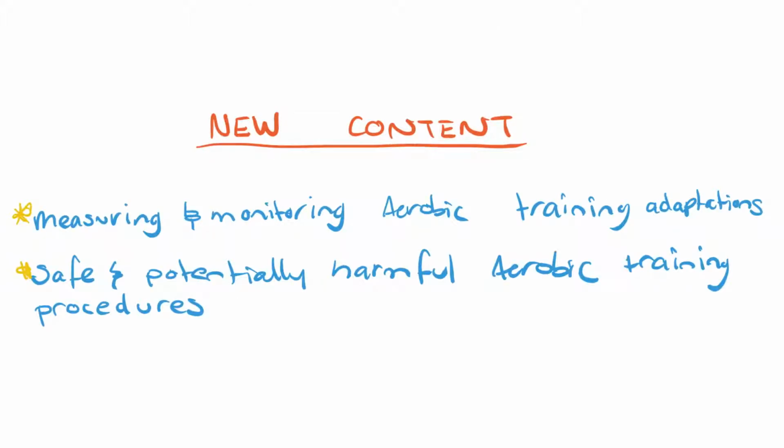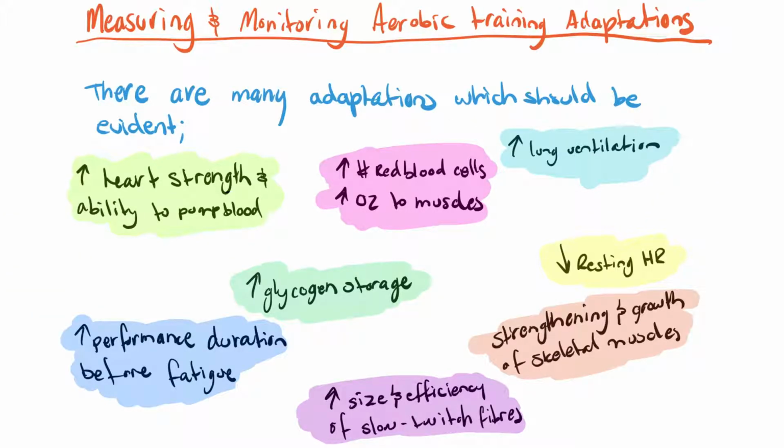So the new content in relation to aerobic training that this video will look at is having a close look at measuring and monitoring aerobic training adaptations and the safe and potentially harmful aerobic training procedures. When we look at measuring and monitoring aerobic training adaptations, it's important to have a look at what some of the adaptations are in order to understand how we measure those adaptations.